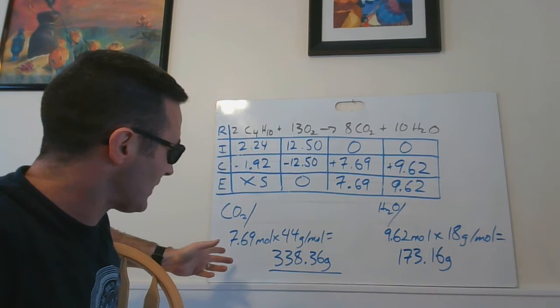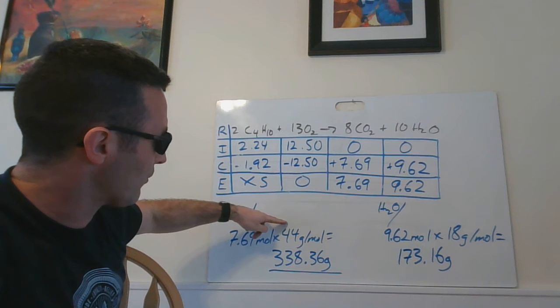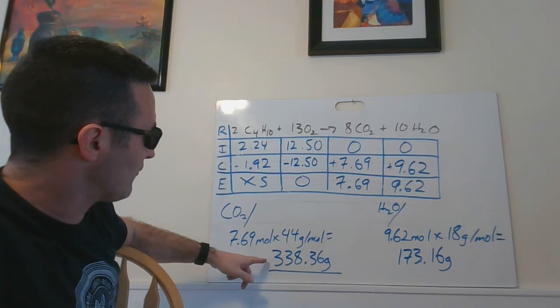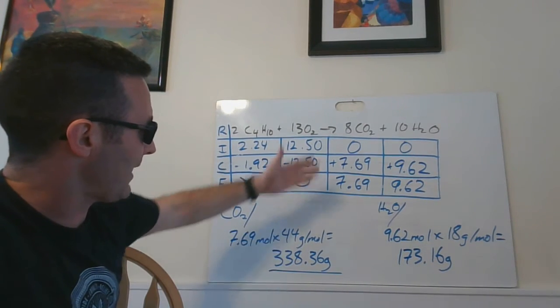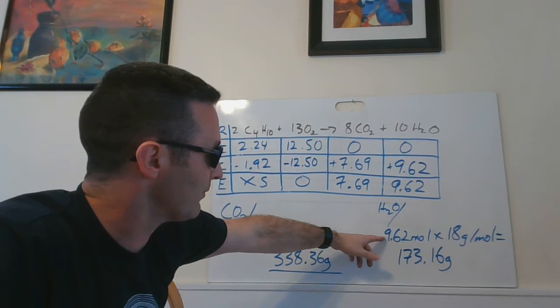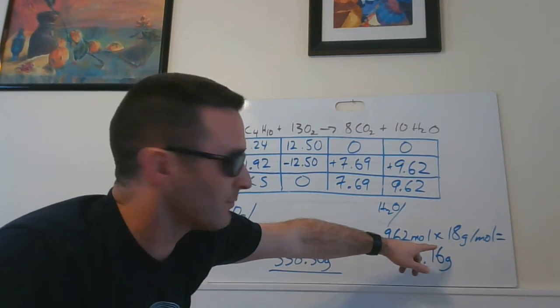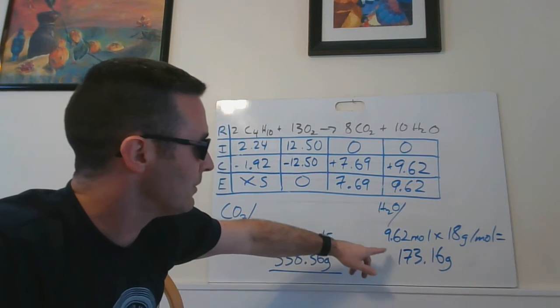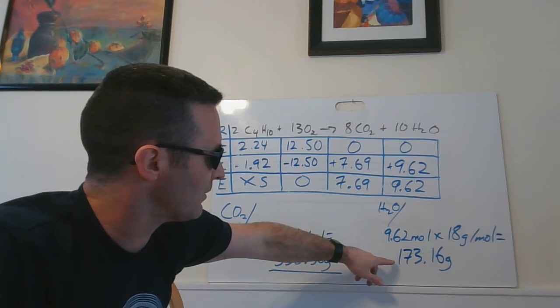See how much carbon dioxide and water we made. So 7.69 moles times 44 grams, a little bit over 338 grams of carbon dioxide. Yeah, that's just your molecular masses. I didn't write those at the top of the equation. Water, here's your moles, 9.62 from the end line of your rice table. Water has a molecular mass of 18 grams, so 9.62 times 18, so a little bit over 173 grams of water.